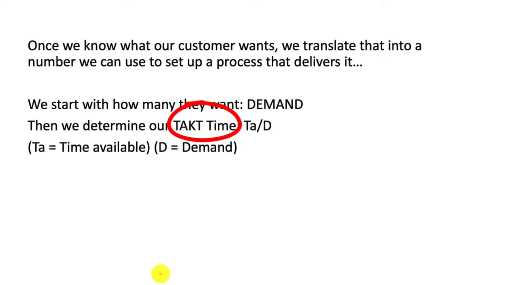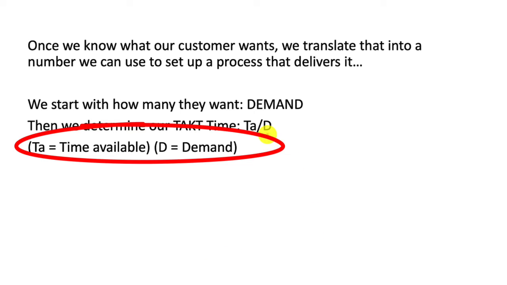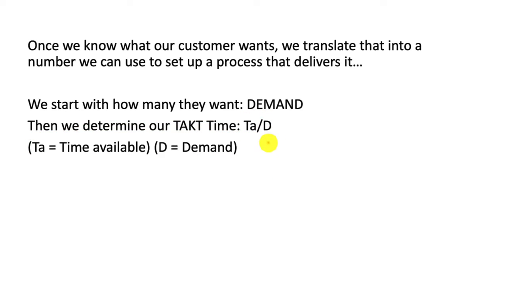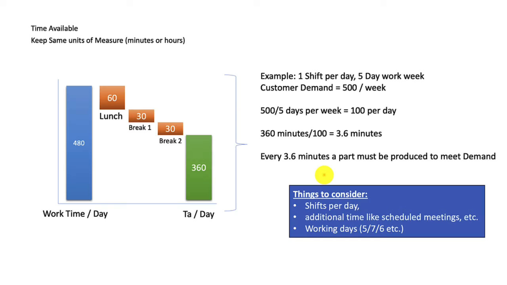Now, takt just is a German word for metronome. It represents the heartbeat of a process. You think tick, right? That's the takt of a process. And the way we get that number is through a simple formula known as time available divided by demand. And that's what this represents here. Time, that's what the T stands for. Time available divided by demand, right? And that's our customer demand. And that's a simple formula for takt. So let's take a look at how we calculate that.